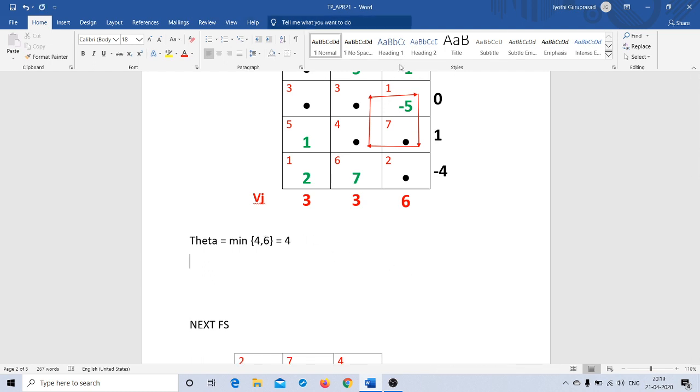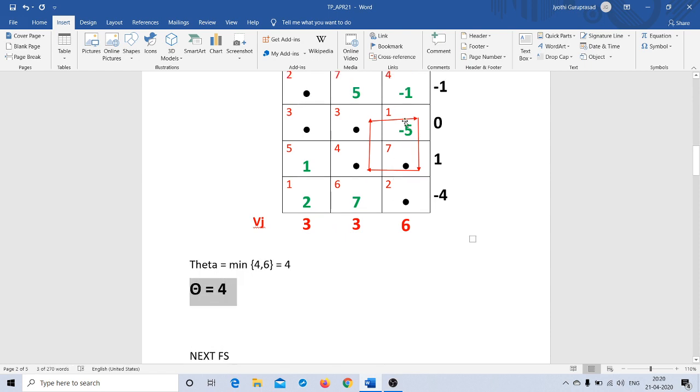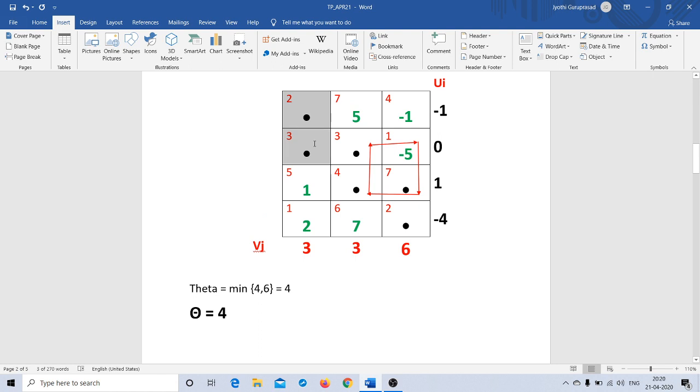So actually speaking, my value of theta comes from the minimum value among the negative theta cells. So now theta is equal to 4. What you are going to do with this theta is add it in this particular cell with respect to allocation. In this cell you subtract theta, here you add, and here you subtract. These two cells and this particular cell, you are not going to change the allocation.